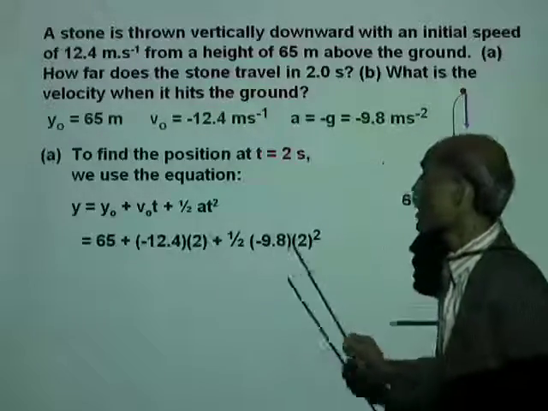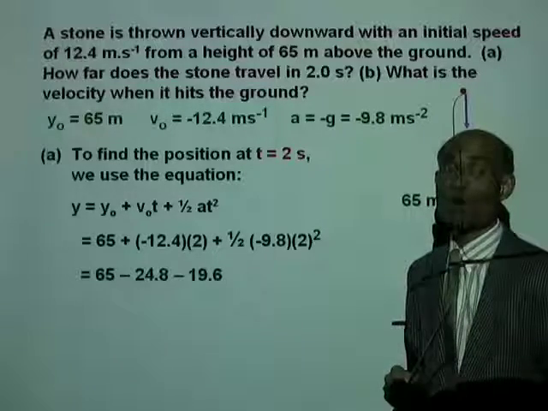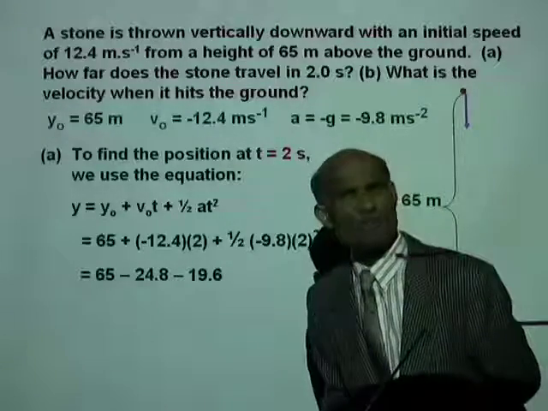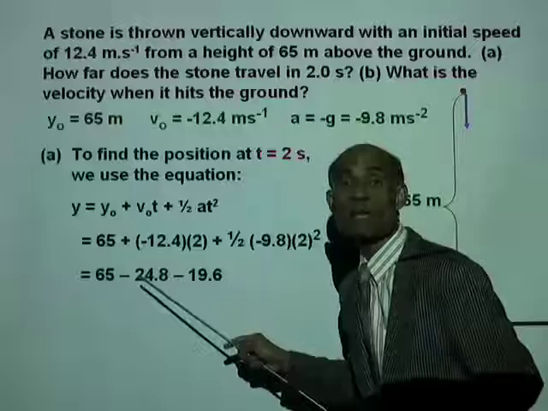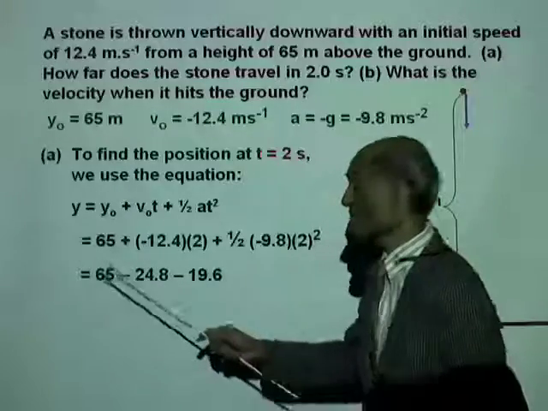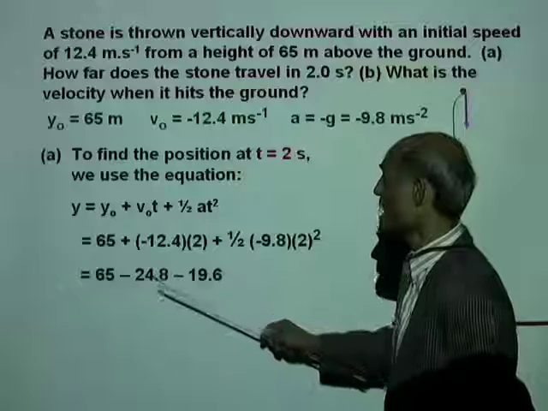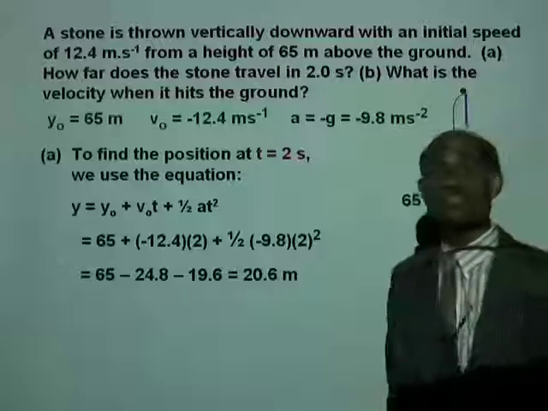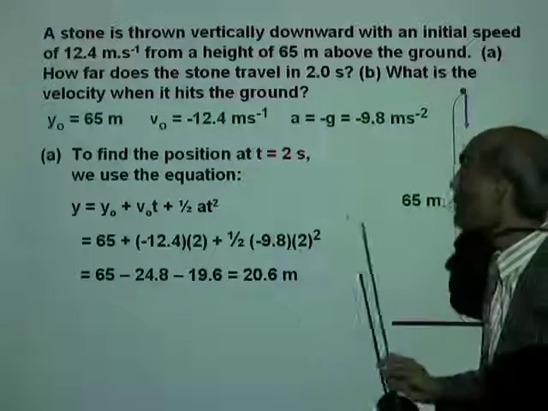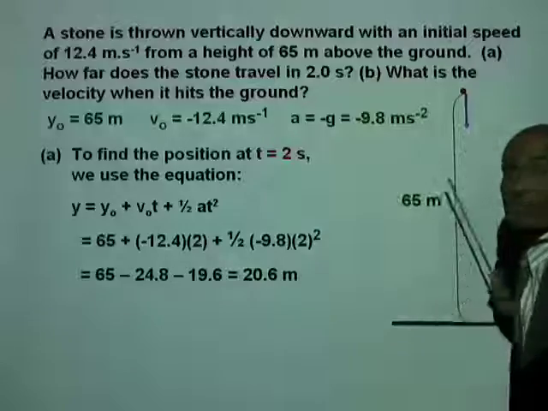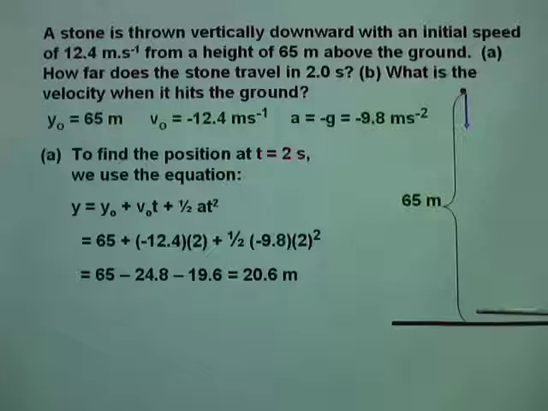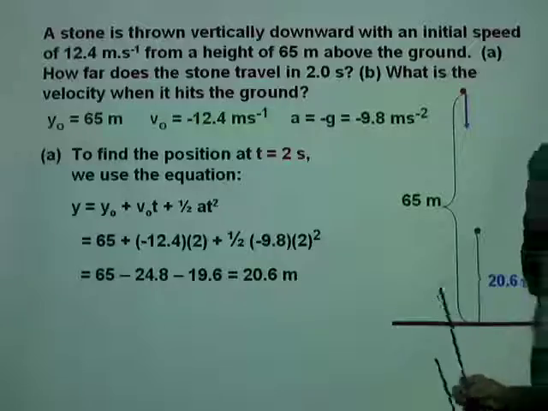Do that calculation on your own. Alright, always check my calculation because I sometimes make mistakes, or maybe very, very often. So don't leave any calculation to me. Always do it on your own and check it. That will be 65 minus 24.8 minus 19.6. That is 20.6 meters. In other words, at the end of 2 seconds, the object is at y equal to 20.6. So it is here.